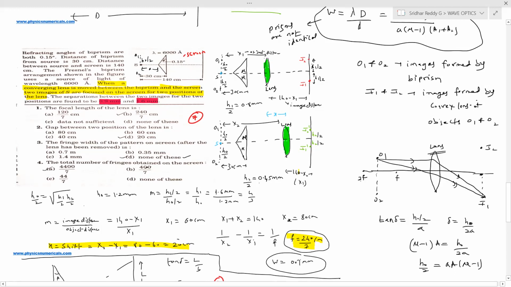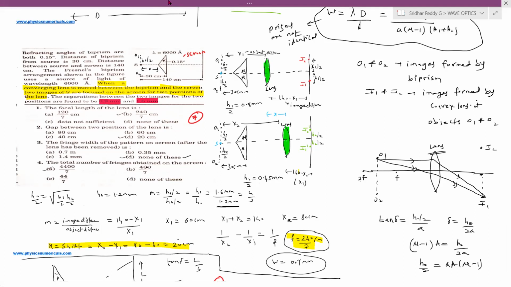H1 is 1.6 millimeter, the separation. So we'll end up with this much. This is the value. So here is what I tabulated. Got it now? Okay, now let's get into the discussion part.